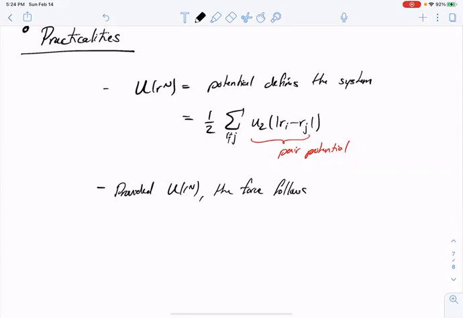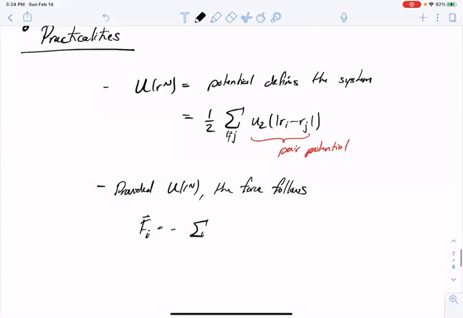The force on particle i, of course, is a vector. It is given by the gradient of a potential, or in the pairwise decomposable case, given by a sum over all j not equal to i of the derivative of the pair potential evaluated at the distance |r_i - r_j|, multiplied by the unit vector r_ij.